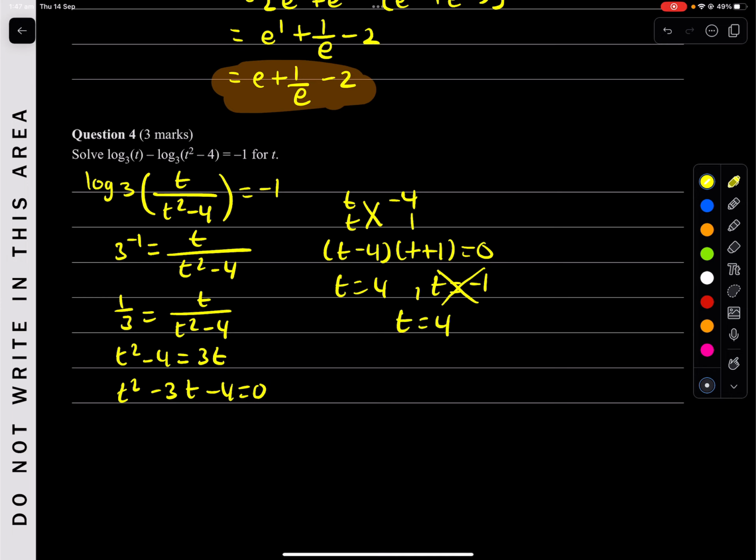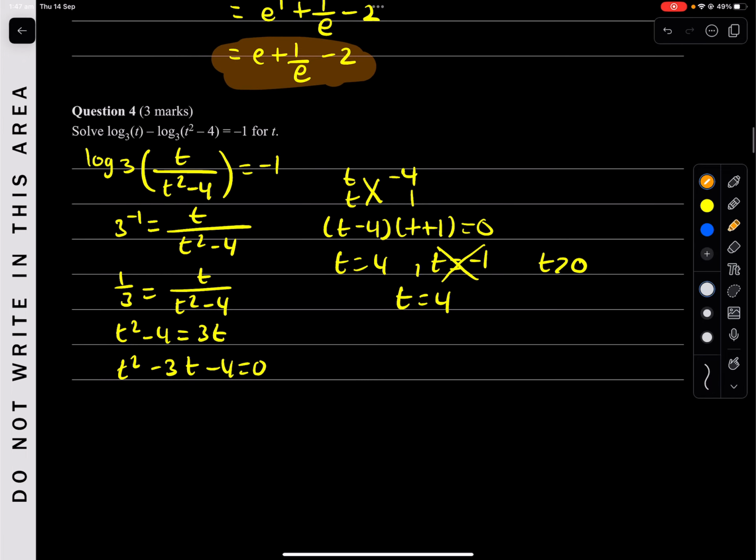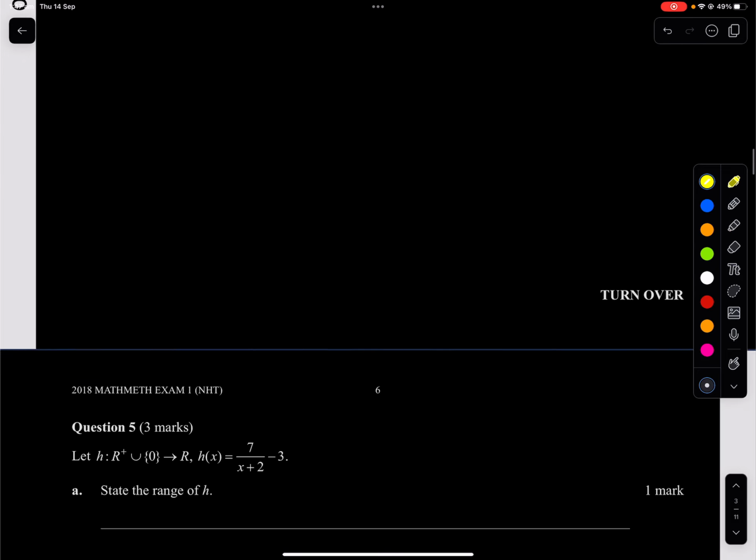Why is that? Because we can say that t is greater than 0. Yeah, as t is greater than 0. That's that. So this is the only solution.